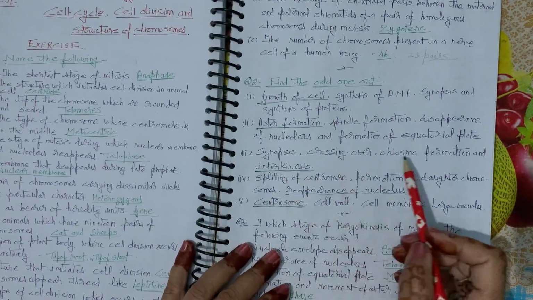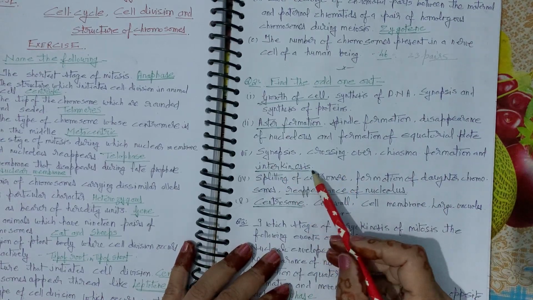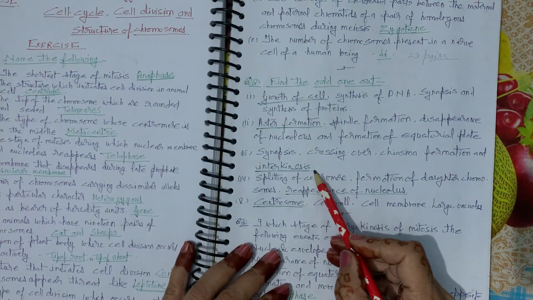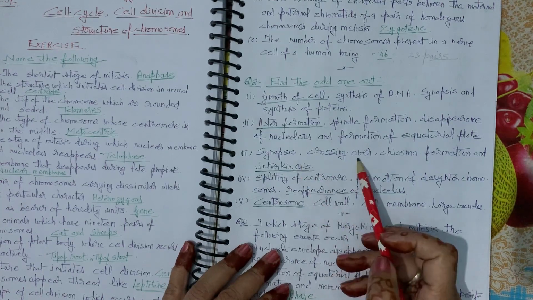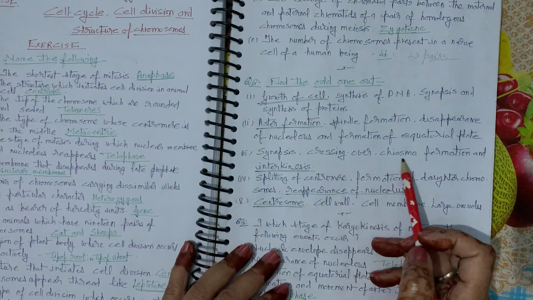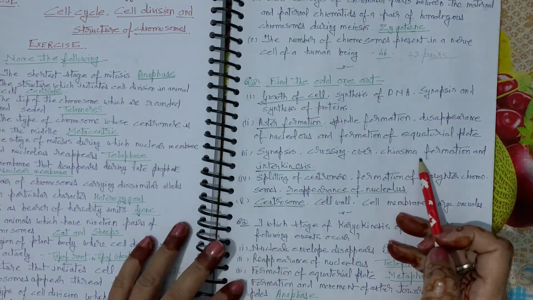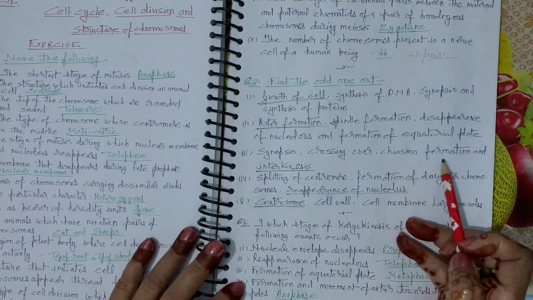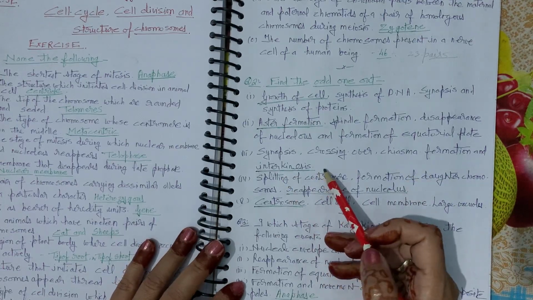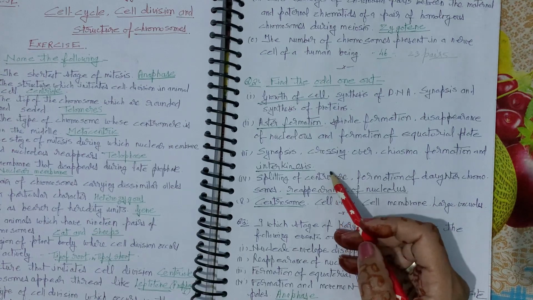Synapsis, crossing over, chiasma formation and interkinesis. Synapsis, crossing over, chiasma formation, they all occur in the stage of meiosis 1. Interkinesis is the phase which occurs between the two cell divisions.